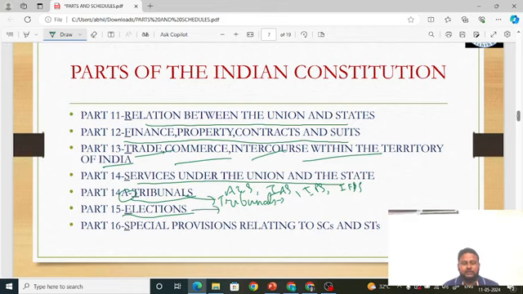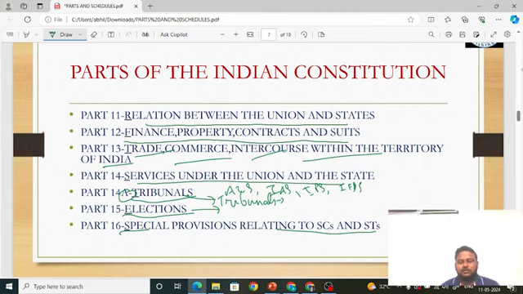Next, coming to part 16. Part 16 talks about special provisions relating to SCs and STs. That is how the reservations are given for SCs and STs. That is spoken in part 16. Be it employment, be it educational institutions, what are the special provisions to safeguard SCs and STs? That is given in part 16.